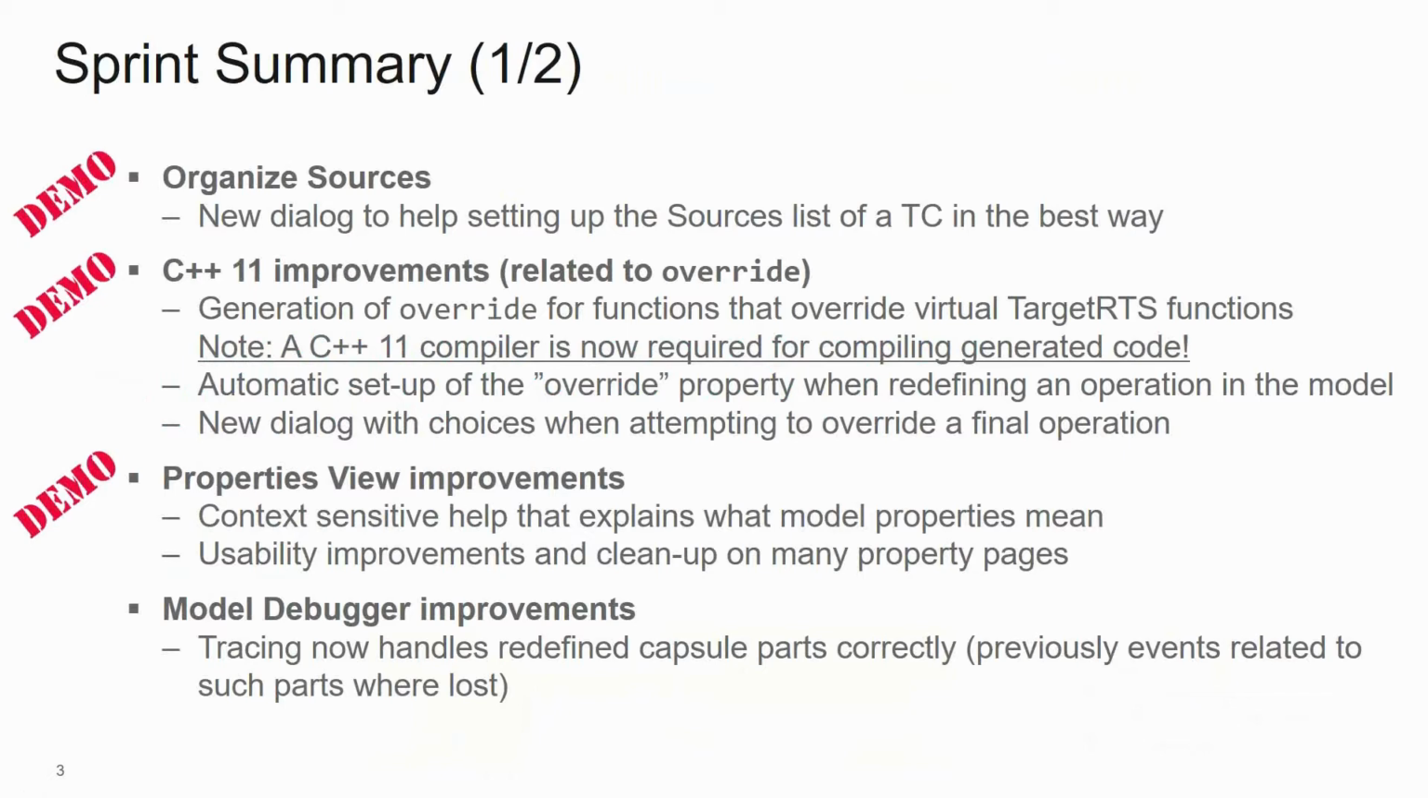We did a number of improvements in the properties view. For example, there is now context-sensitive help that explains almost all properties in the model, in particular those properties that affect code generation, so you can understand what they do. And there were many usability improvements and, in general, cleanup of many of the property pages where we, for example, removed some duplicate properties and disabled some properties that are not always applicable, and so on.